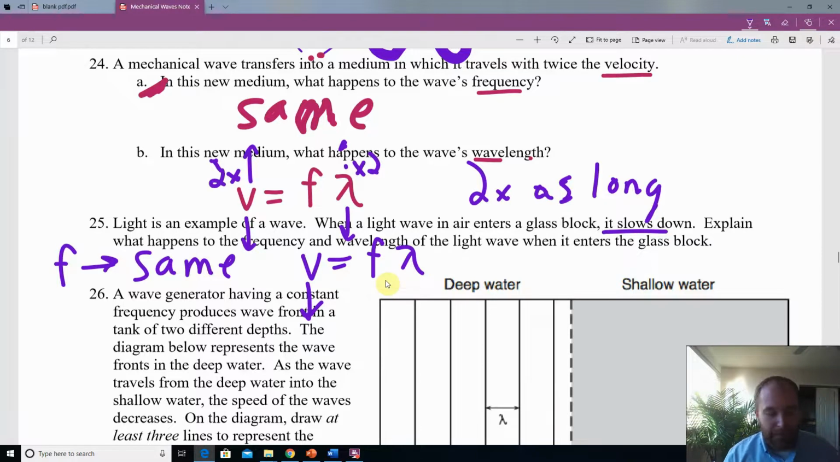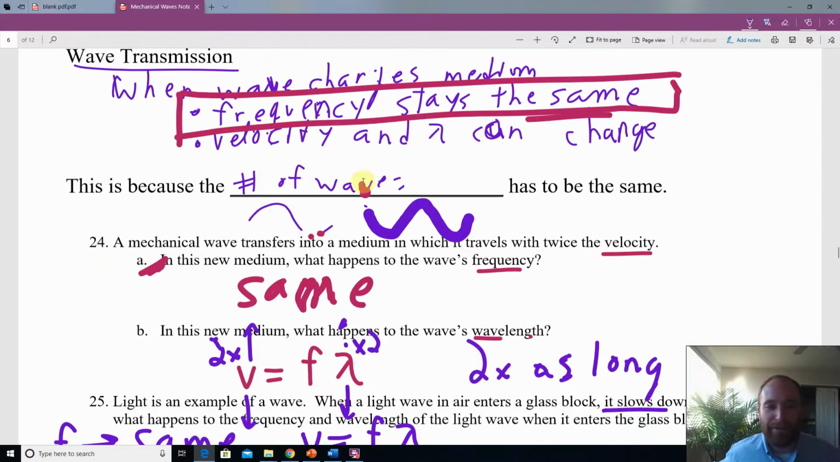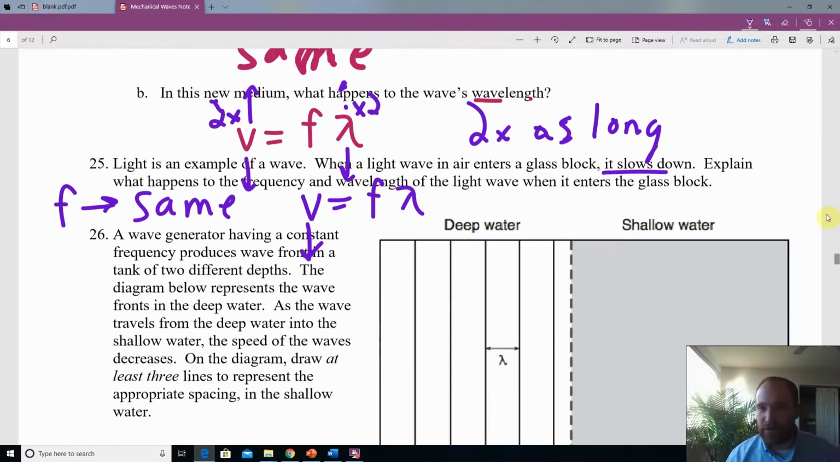Why? Because I told you. This was my explanation of it up here. But if you remember that the frequency stays the same, you're good. So what must have happened to the wavelength then? That must have gotten smaller. So, what happened to the wavelength? Smaller. And that would be fine. That's a good answer.